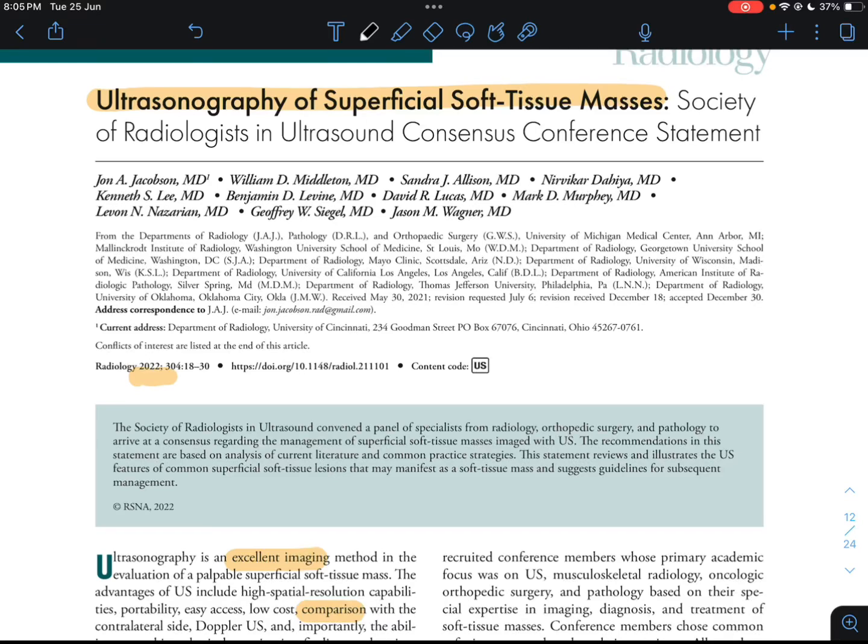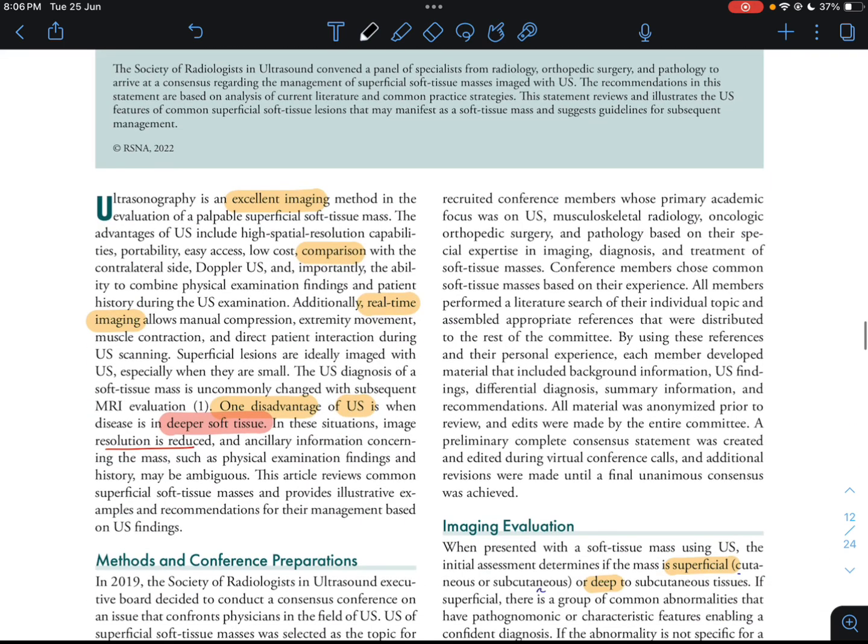Hello everyone. In this video, we'll be learning about ultrasonography of different superficial soft tissue masses. This is taken from one of the RSNA articles of 2022. We know that ultrasonography is an excellent imaging modality.